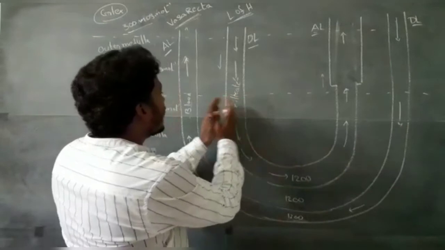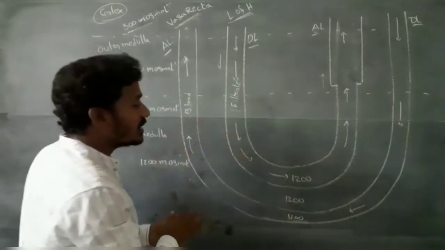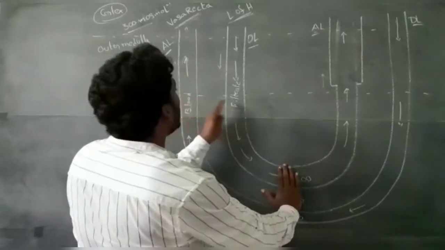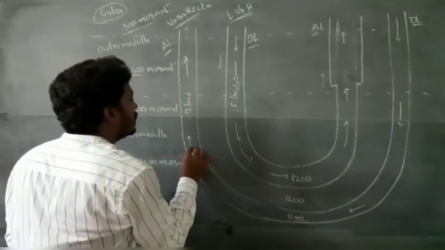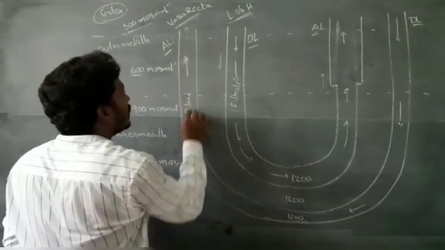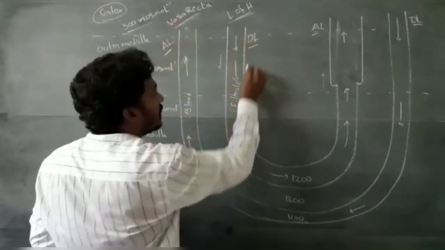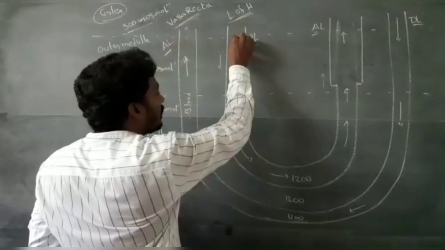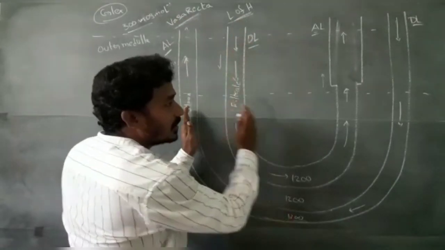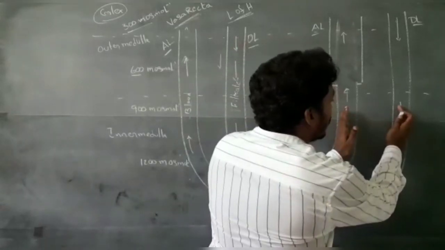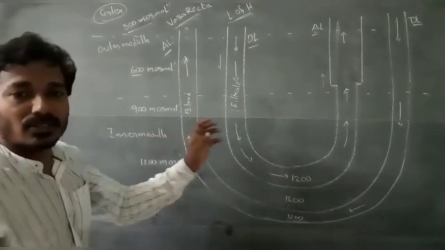The flow of filtrate and blood in these limbs is in opposite directions. The flow of blood in the ascending limb is towards the cortex, and the flow of filtrate in the descending limb of the loop of Henle is towards the medulla. Both are in opposite directions. This is the counter current mechanism. This is counter current flow.